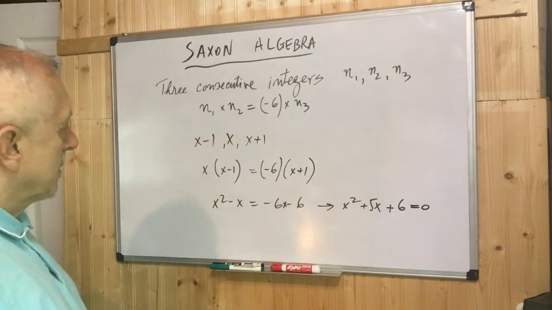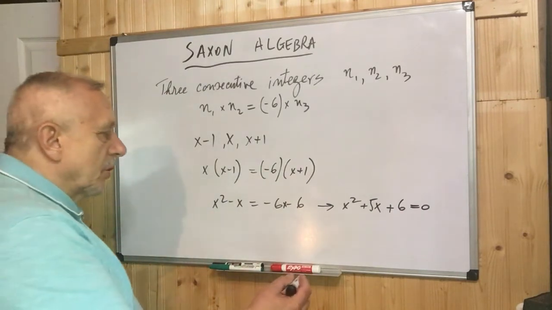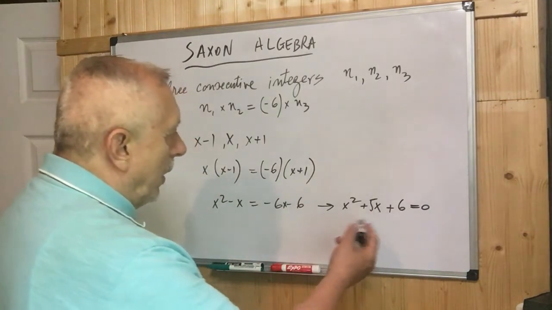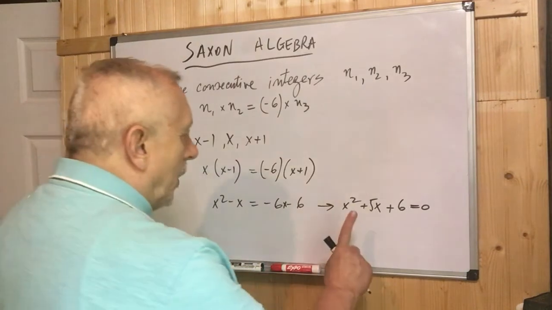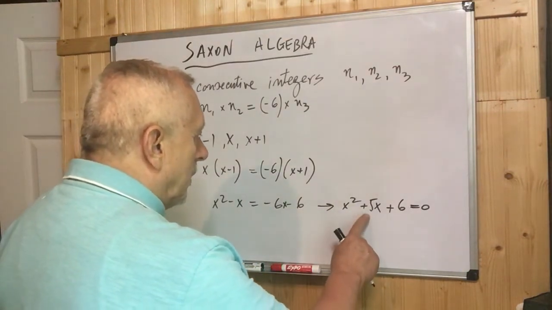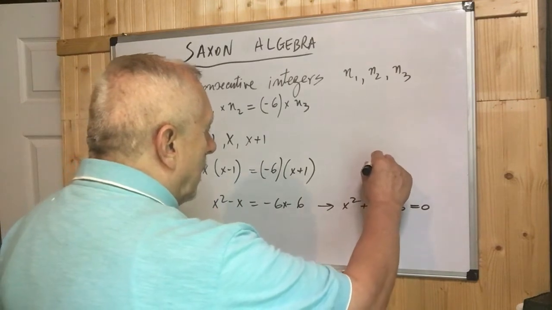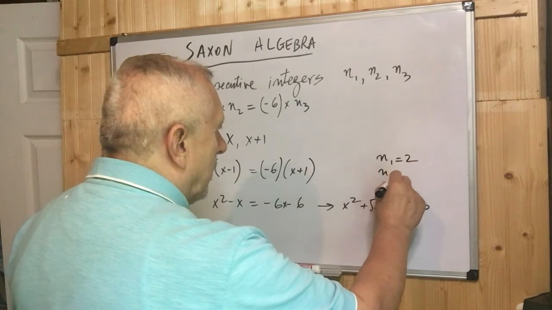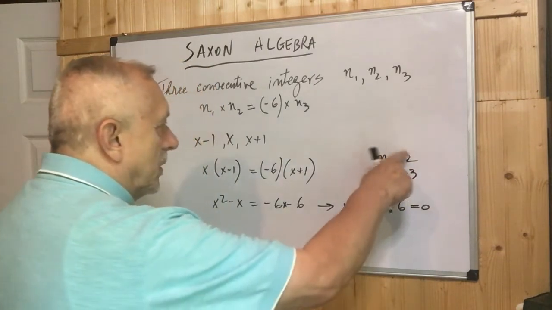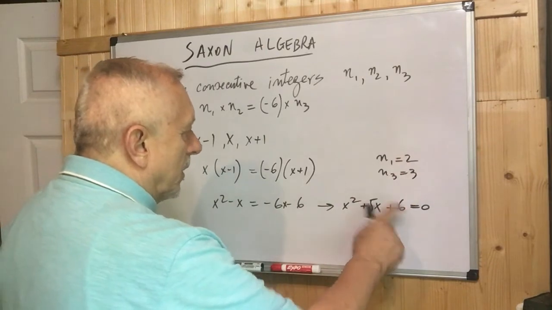Okay, let's see what numbers we get here. It's a quadratic equation here, so we can solve it using the quadratic formula. Or we can try to find two numbers which, when added, give 5. One is 2, the other one is 3. If we add these two numbers, 2 plus 3 is 5, and if you multiply them, we get 6.